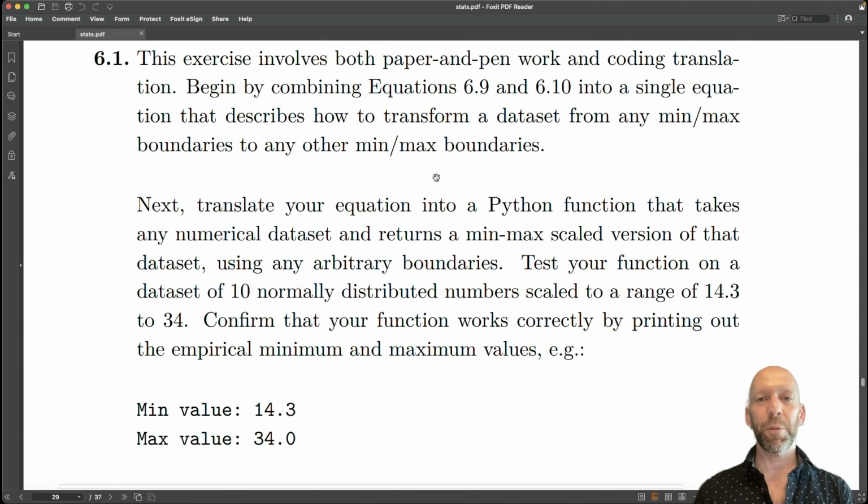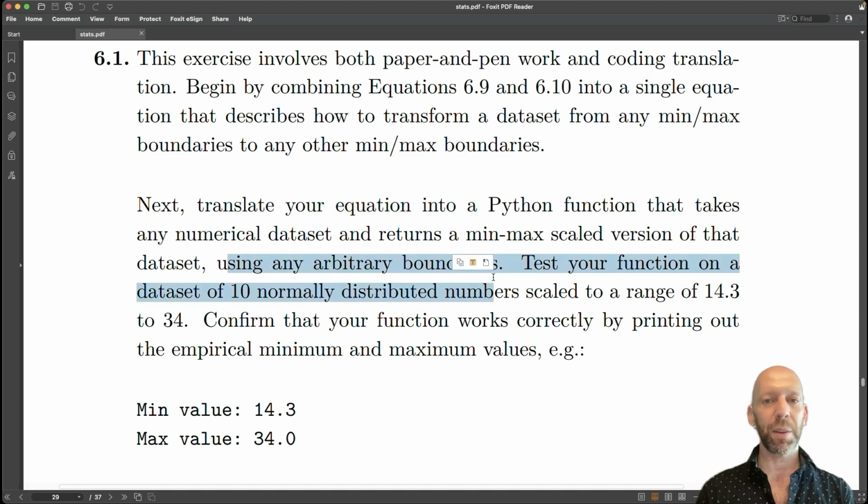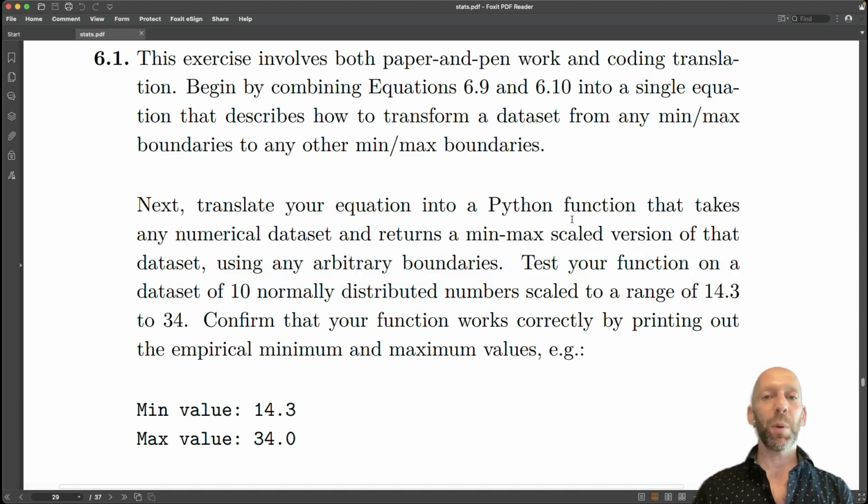Once you have that formula written down on a piece of paper, you want to translate that equation, that transformation, into a Python function that takes any numerical data set and returns a min-max scaled version of that data set using boundaries that you get to specify. And you want this to be in a Python function because there's another exercise later on, I think it might be exercise 3, where you are going to use this function.